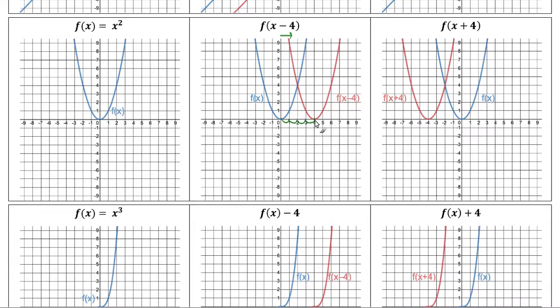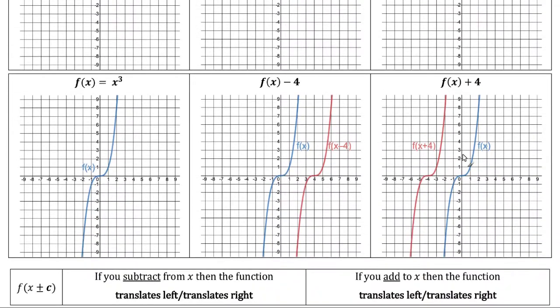1, 2, 3, 4. Let's try this one. 1, 2, 3, 4. Yeah, they're all to the right 4. They're all translated right 4. This one, even though it says plus, when we add to the x, it's actually going to move left 4. Same for the cubic function. Everything's moved left 4 when you add, everything's moved right 4 when you subtract. So when we subtract from x, not from f of x, just from x, it's actually going to move right. And when we add to x, we're actually going to move left.